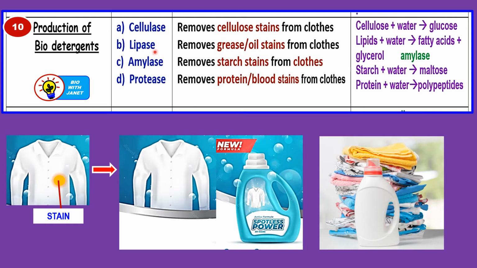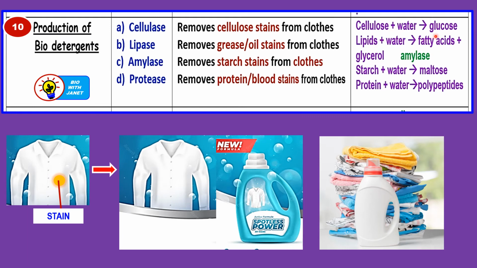Now let's see what are the enzymes that are found in the biodetergents. First one is cellulase, which dissolves the cellulose stains from clothes, especially from food, right, that have a lot of cellulose on it. So for example, vegetables, cooked vegetables, and fruits, they may cause some stains on the clothes, and these stains may contain cellulose. So cellulase will digest the cellulose to form glucose, which is soluble.